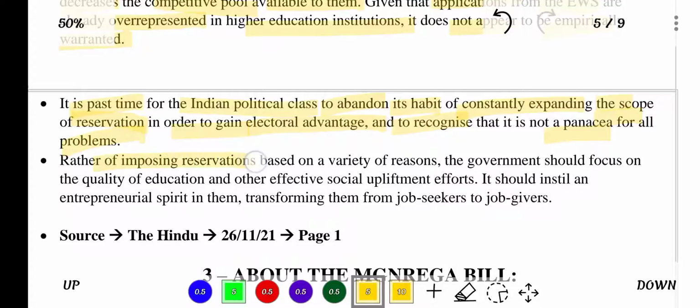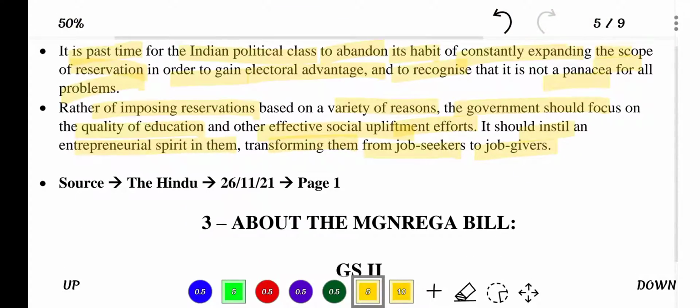Rather than imposing reservations based on a variety of reasons, the government should focus on the quality of education and other effective social upliftment efforts. It should instill an entrepreneurial spirit in them, transforming them from job seekers to job givers. So the source of this news is again The Hindu.